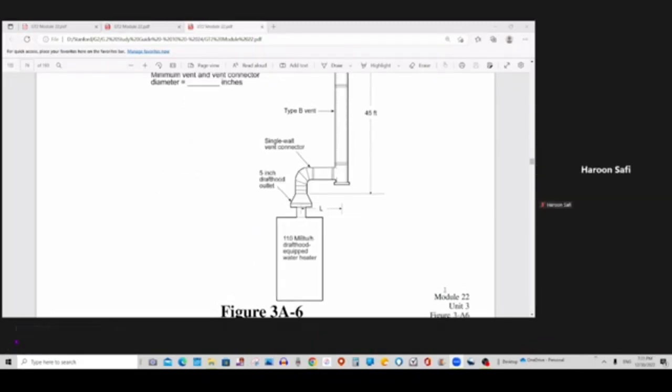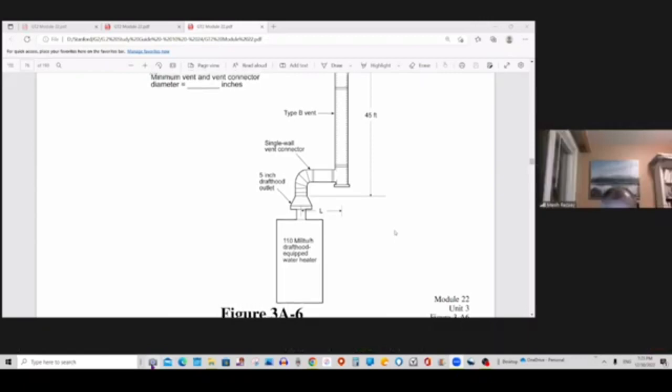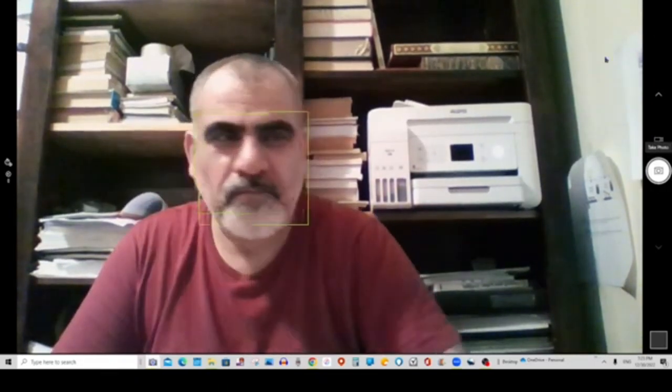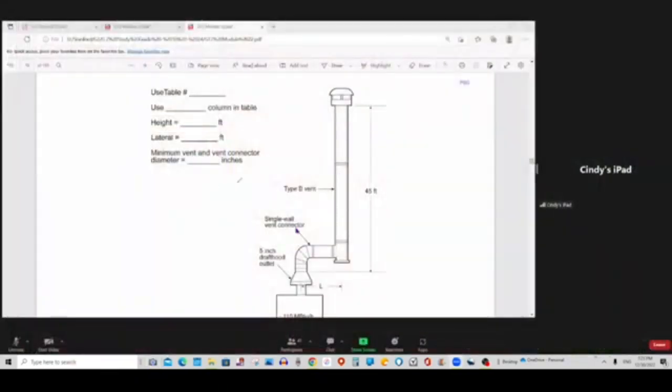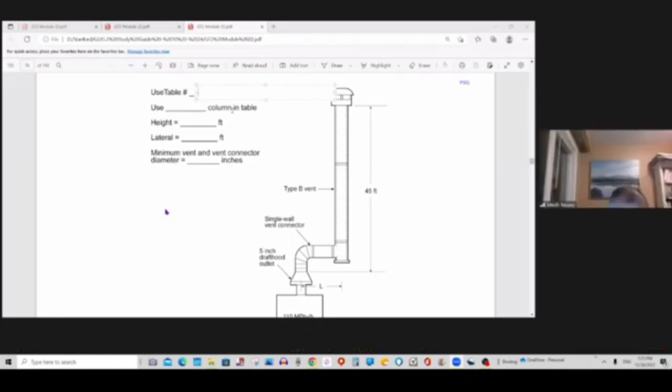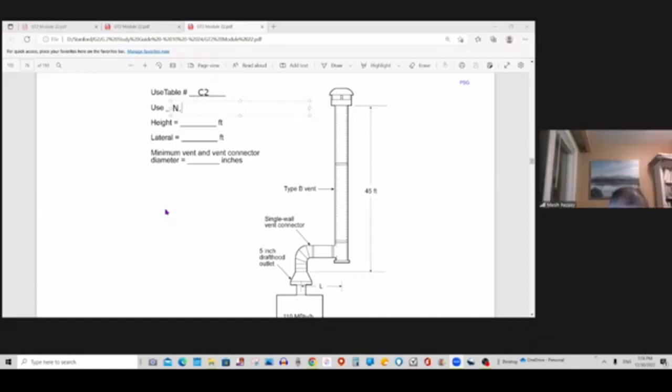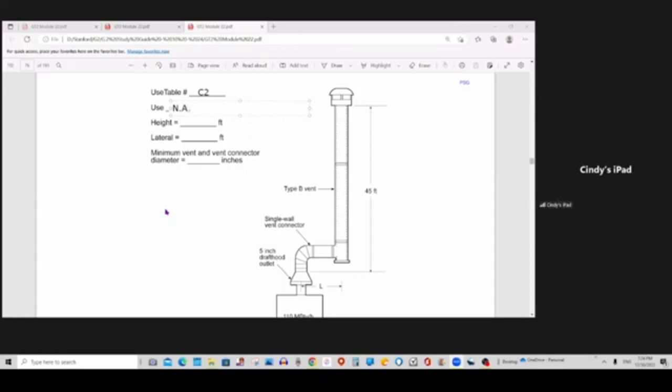Yes, Mr. Adam. Let's do this one, sir. First tell me, which table? This is a single appliance with a single wall connector and B vent. So it's going to be the Category I appliance table C2. Why C2? Because single appliance, B-vent, single wall connector. Yes, sir. What type of appliance is it? A natural draft, NAT, right. Yes. And the height is 45.